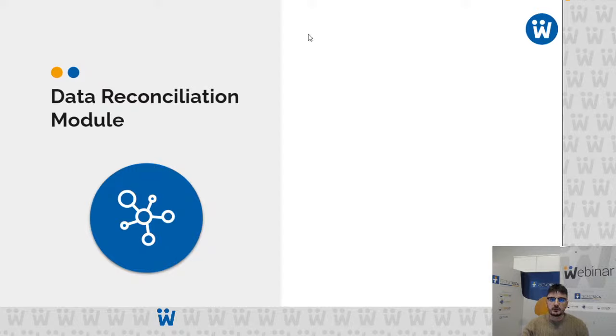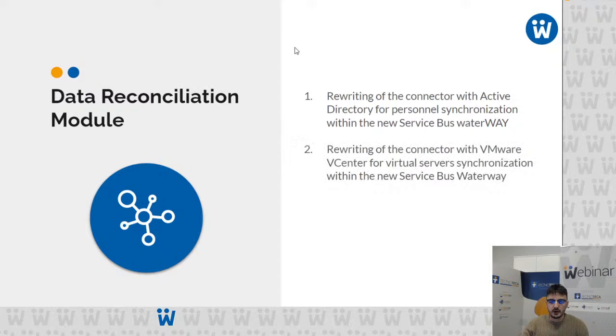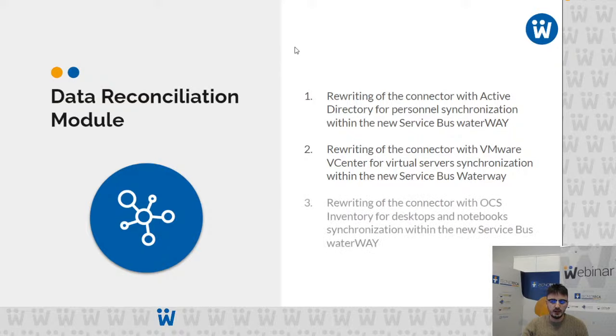Inside CMDBuild, we have rewritten a couple of the standard connectors, which are the connector with Active Directory for personal synchronization. Then we have the VMware vCenter for virtual server synchronization. And then the connector with OCS inventory for desktops and notebooks. Of course, the connectors are though only available for customers who have an active annual subscription, so they are not publicly released with the database that can be found on SourceForge.